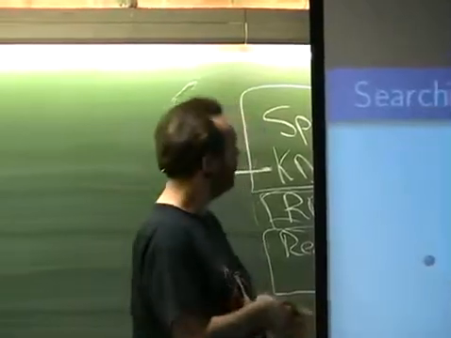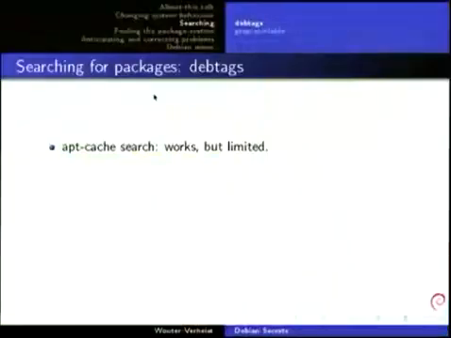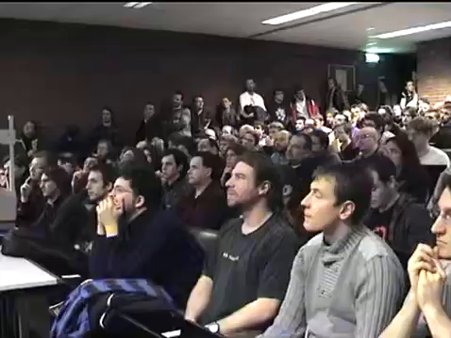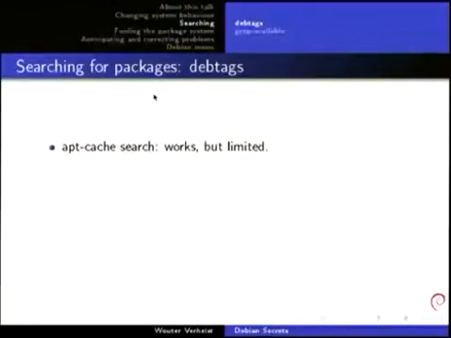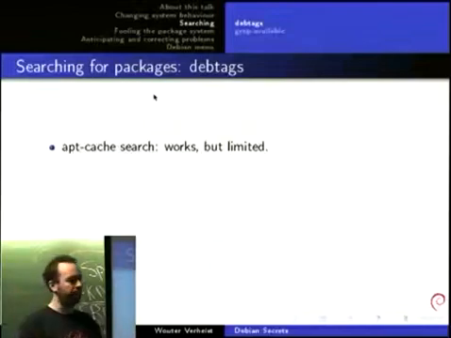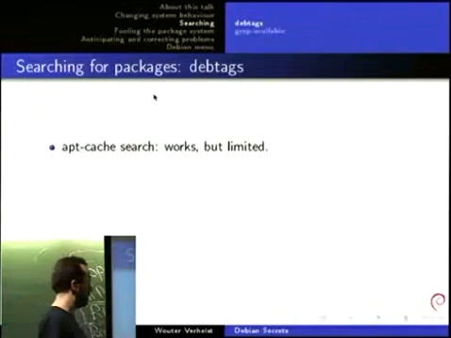Right, next chapter. Every distribution, of course, has a way to search for packages. And the most well-known way is to do just apt-cache search in Debian. Presumably other distributions have similar things. The idea here is that you give a few keywords and then the packaging system does a full text search on maintainer names, package names, descriptions, whatever.